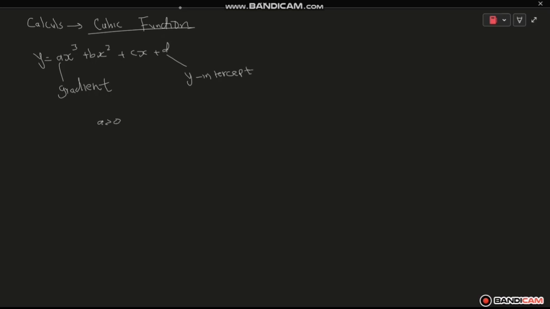Then if a is greater than 0, it means a is positive. This is how you must actually remember it. The graph starts by increasing, then it ends by increasing. And if a is less than 0, it means the graph will start by decreasing and it ends by decreasing, as you can see. But I'm going to show you that using different color of the ink.